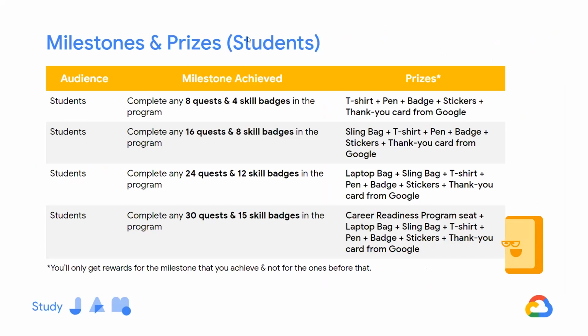I have mentioned from the earlier course of this program what swags you will be getting. If you have completed at least 8 QST and 4 skill badges, that is the first milestone, you will be getting a t-shirt, a pen, a badge, stickers, and a thank you card from Google. And I mentioned that there will be no certificate for you, only skill badges will be available. So these are the list of prizes according to the milestone you will be getting.